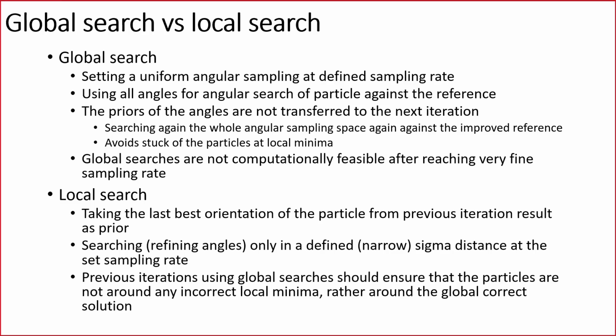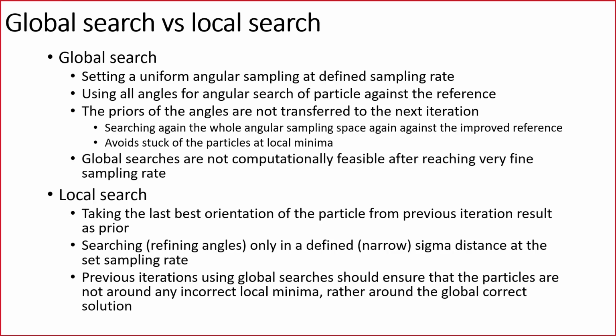In local searches, however, we take the known Euler angles from the last iteration, and what we are doing is just searching a narrow angular range using the defined sampling rate. This will give us a lot smaller number of sampling points. But if we did it from the beginning, we might get stuck in a local minimum.